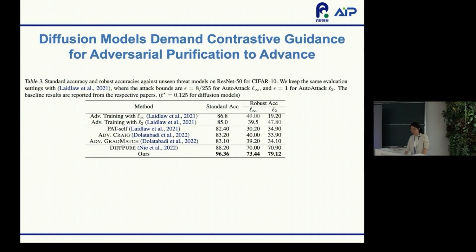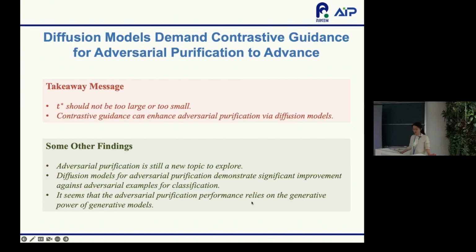Just to highlight, compared with adversarial training methods, we can also see the same performance result: we outperform them by a lot, around 10% in robust accuracy. So there are some key takeaway messages. The first one is that T star, the noise level, can't be too large or too small, so we can keep the semantic information but still diffuse away the adversarial attack as much as possible. And second, contrastive guidance can enhance adversarial purification for diffusion models, which is a very informative finding. But the other findings are also very interesting.